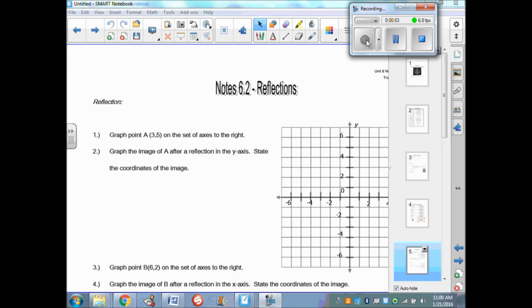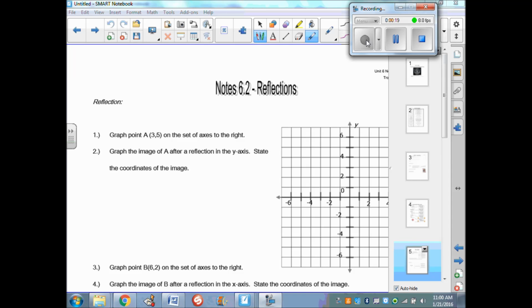All right, we are going to start with 6.2 reflection. So make sure that you are on notes 6.2. You're going to have to bypass 6.1. We're going to come back to that later on in the unit. So make sure you're on 6.2, reflections.